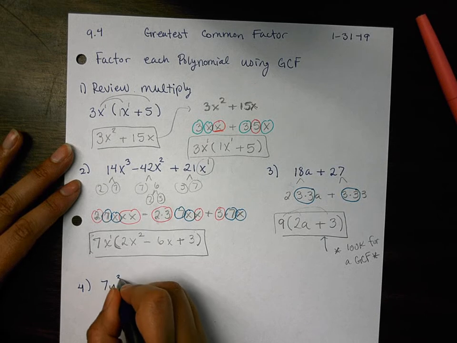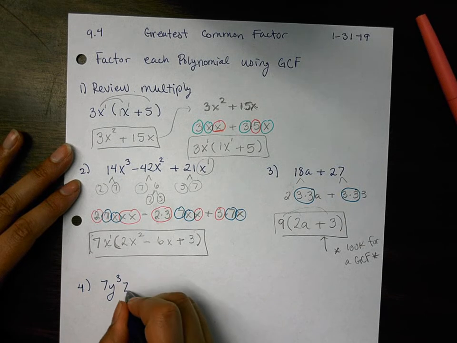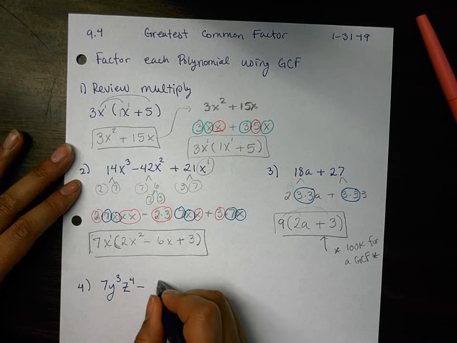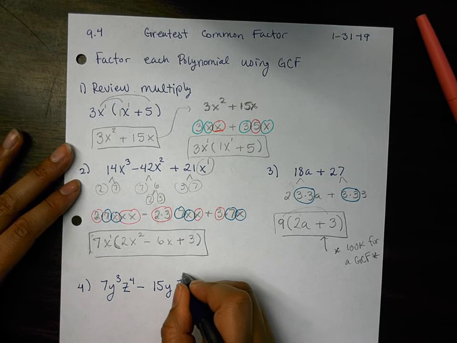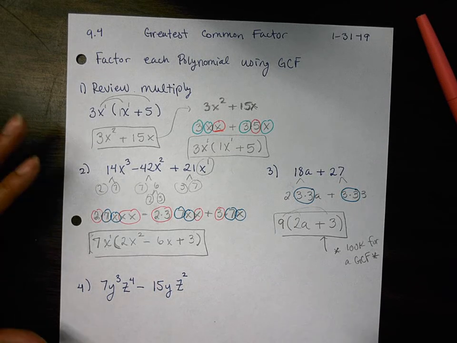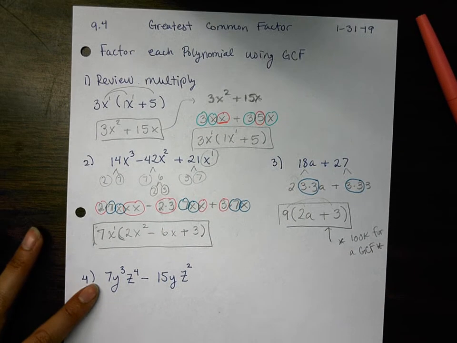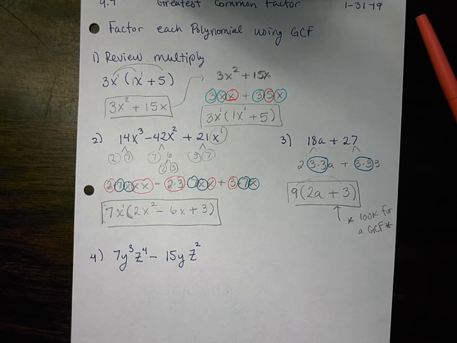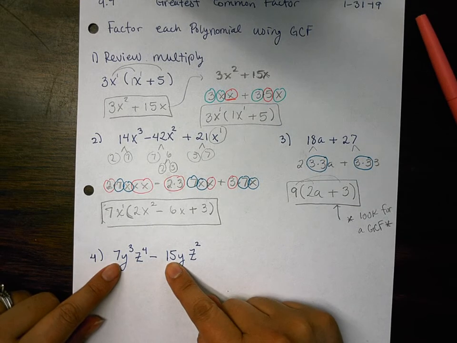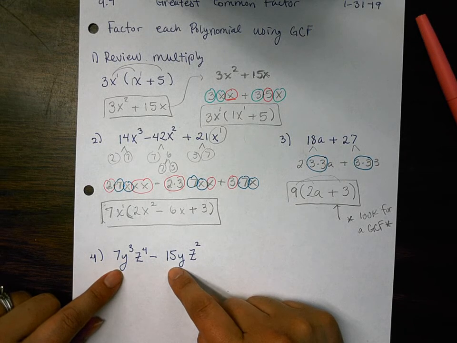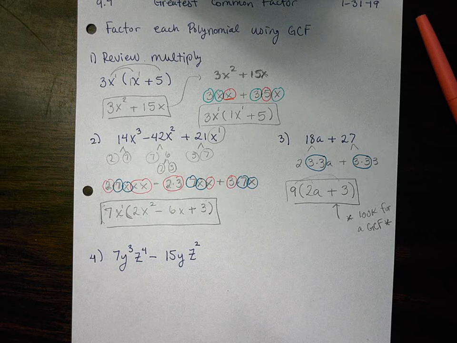7y to the 3rd, z to the 4th, minus 15y z squared. Ignore the variables for now, completely. Look at only the coefficients. Does 7 and 15 have a common factor? No, if you broke it down, 7's prime, it's just 7. 15 is 3 and 5. There are no common factors as far as numbers go.